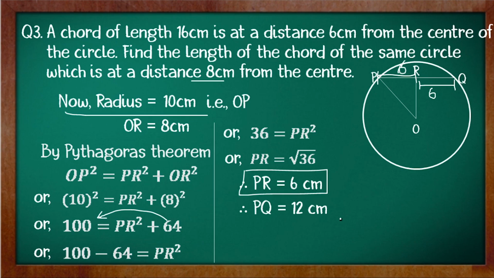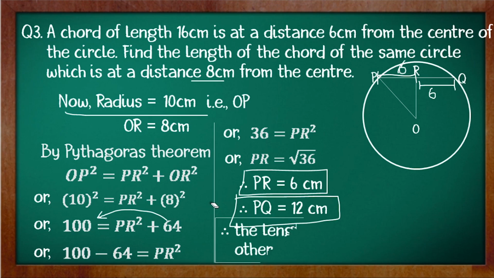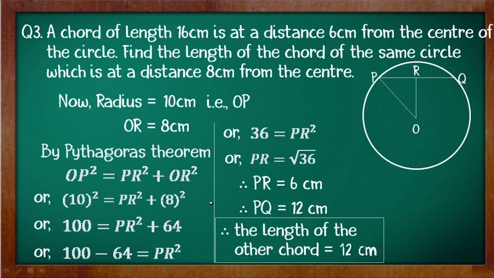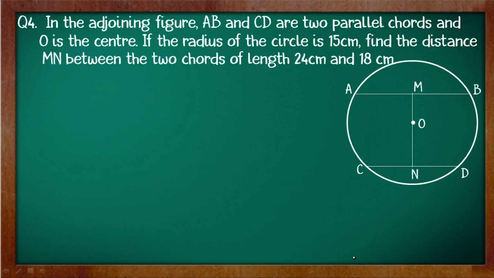So PQ will be 6 into 2, that is 12. So this is the length of the chord. Okay, so we can say the length of the chord is 12 centimeter. So this length of this chord is 12 centimeter. So this is how we find the length of the other chord also. So now moving on, let's see the last example.